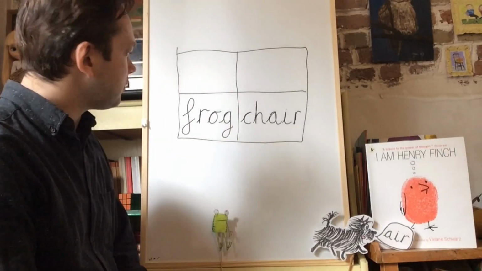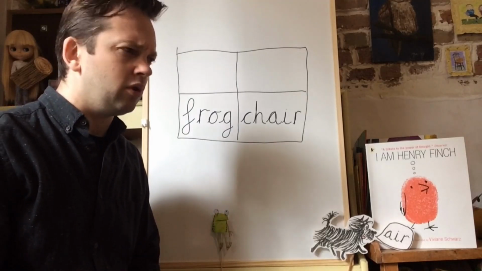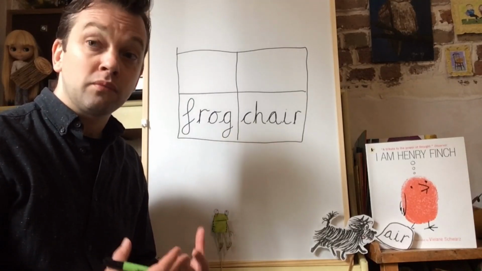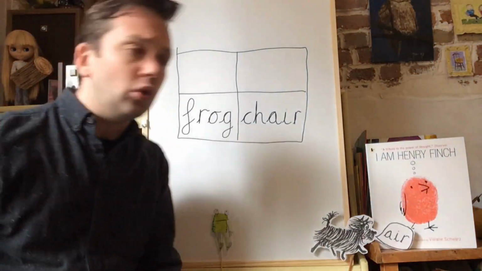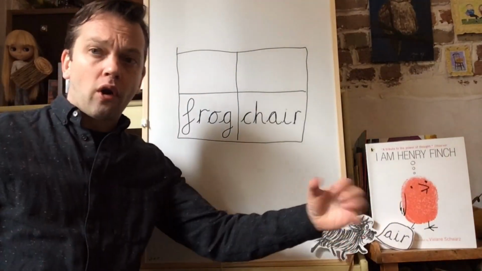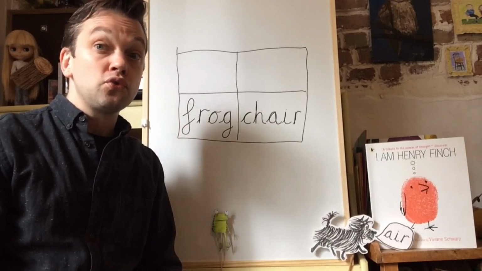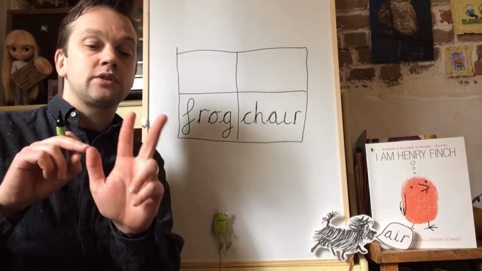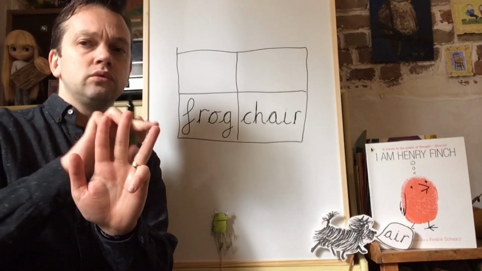Now, next word I'd like to write is stool. What is a stool? Well, a stool is like a chair without this bit. So it's just this bit. We'll see it in the book in a minute. Stool. Make it long. Stool.